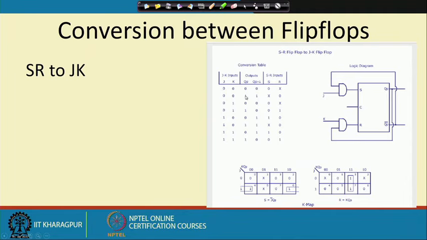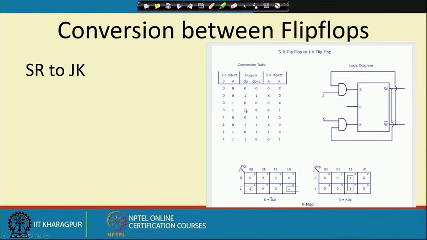Similarly, if the current value is 1 and the next value expected is also 1, then what is to be done? You can ignore the value of S. We can feed 1 or 0 to S, but you have to feed a 0 to R. If you set R to 1, then this will change to 0. So, what is restricted is that this R must be equal to 0. So, we should get 1 1 here. Similarly, if the current state is 0 and the next is 0, it is the same thing. So, here also 0 x.